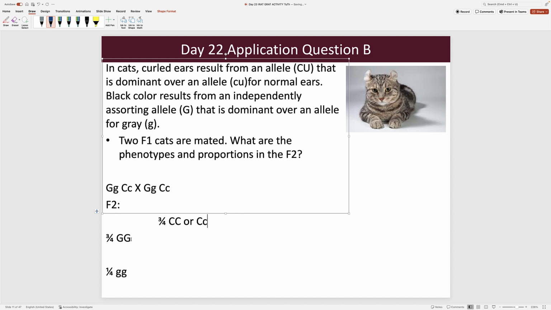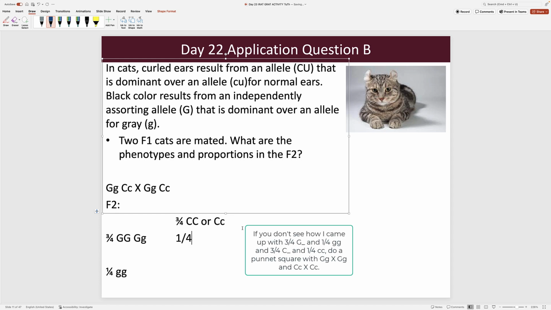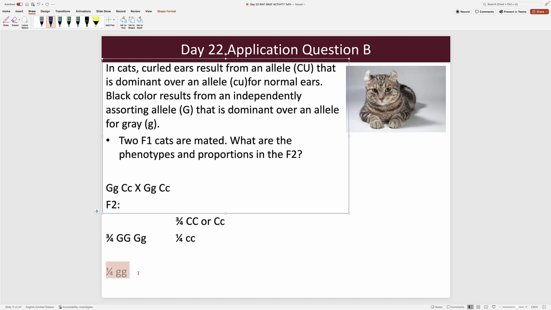And I should correct that down here. This is 3/4 that are big G, or big G, little g. And we know 1/4 of them will be little c, little c. Now this combination is just as likely to pair up with the big G phenotype, the black phenotype, as it is with the gray phenotype. So we have to repeat this down here to combine with the little g, little g.